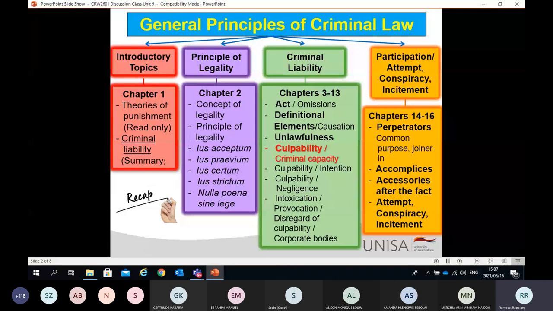Sorry about that. Week 5, we did unlawfulness 2. Week 6, we introduced culpability and did criminal capacity and non-pathological criminal incapacity. And then in week 7, we went on to do what we did last week, which is mental illness and youth.